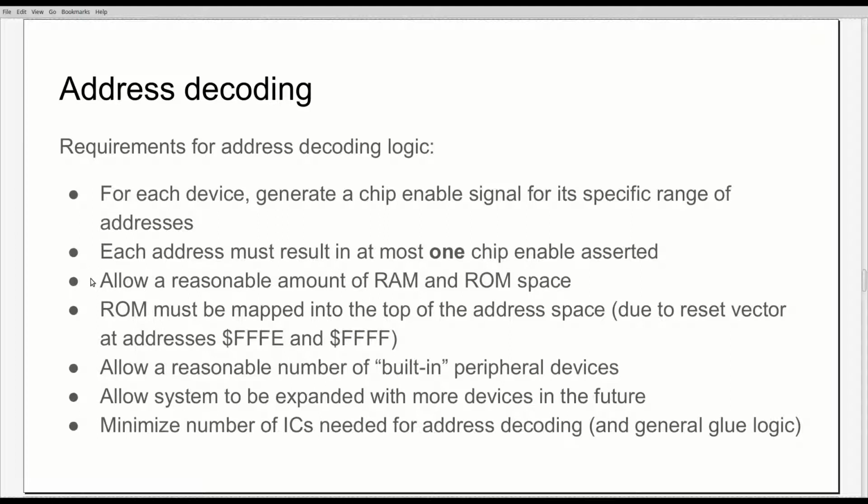We want to make sure we have a reasonable amount of space devoted to RAM and ROM in the address space. We need to make sure that a ROM is mapped in the high part of the address space, and that is because the 6809 loads its reset vector from the two highest memory locations, so we need to make sure we have a ROM there so we can control what the first program address executed is going to be when the system is powered on. We need to allow for a reasonable number of built-in peripheral devices, things like UARTs and I/O expanders and things like that. We need, or at least we should, try to accommodate some additional expansion in the future. And then finally, as with any digital design problem, it's a good idea to try to minimize the number of integrated circuits that are going to be needed to implement the design.